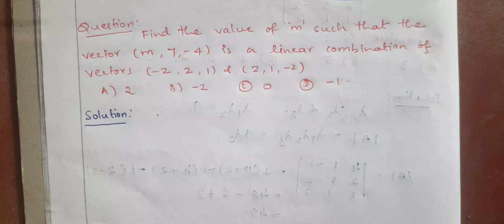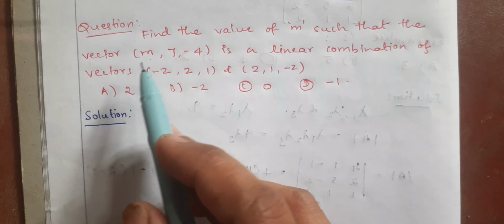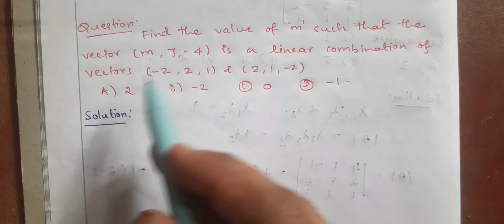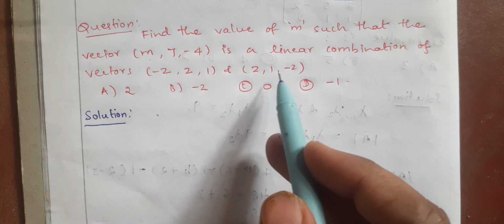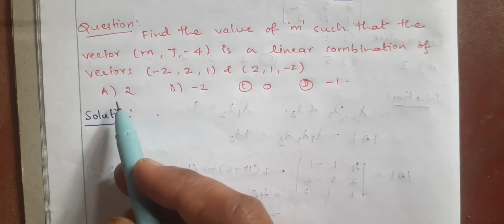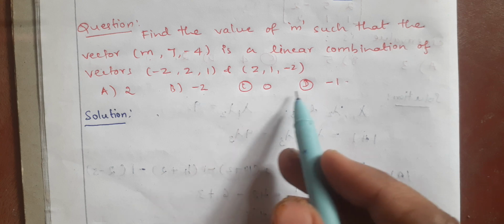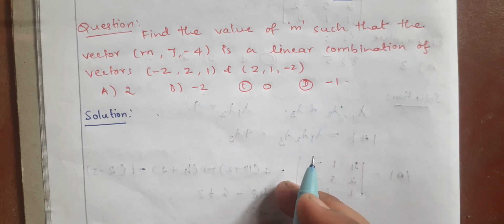Today we discuss a question from linear algebra which is asked in the KCET examination 2023. The question is, find the value of m such that the vector (m, 7, -4) is a linear combination of vectors (-2, 2, 1) and (2, 1, -2). Option A: 2, option B: -2, option C: 0, option D: -1. How can we solve? Let us see.